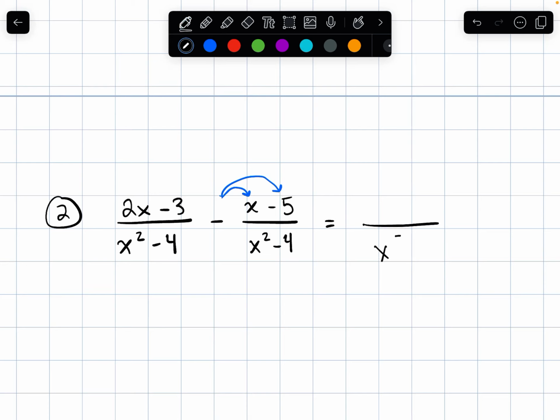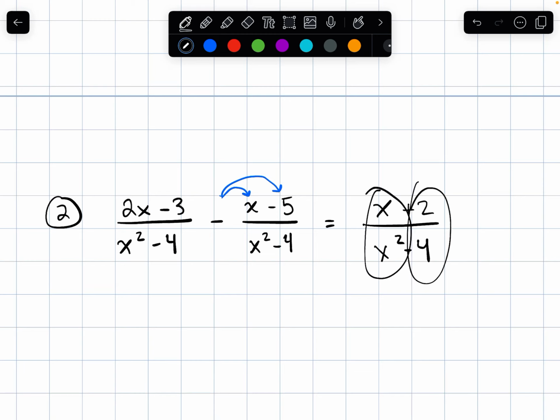Don't forget that. So we're going to keep the x squared minus 4 in the denominator. And if we have 2x minus x, well, 2 minus 1 is just 1, so we have a 1x here. And then if I have -3 minus -5, that's really the same as -3 plus 5. And we know that -3 plus 5 is +2. All right, so we got x plus 2.